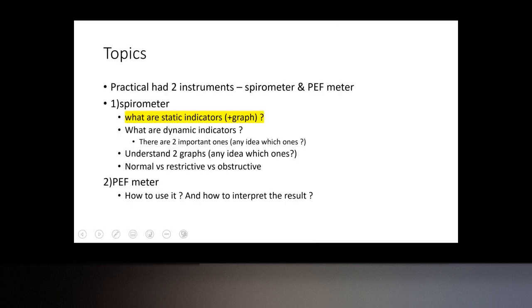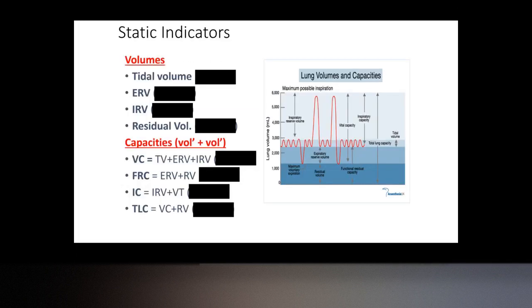So we'll go first to the static. We'll first understand the terms that we will later on use. So first, we have to understand what static indicators are. Does anyone have any idea what these static indicators are, and any small definition? Anyone? Okay, so static indicators are the values, so volumes and capacities, that remain static in time, so they don't change with time, versus the dynamic indicators. Those are the ones that will change with time.